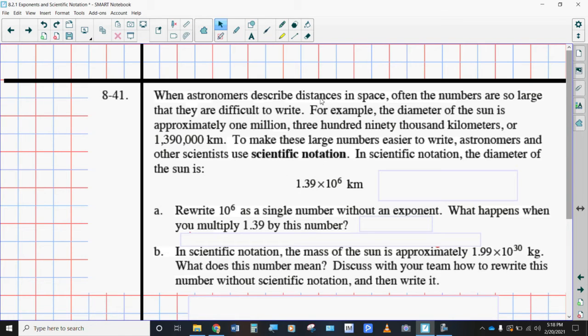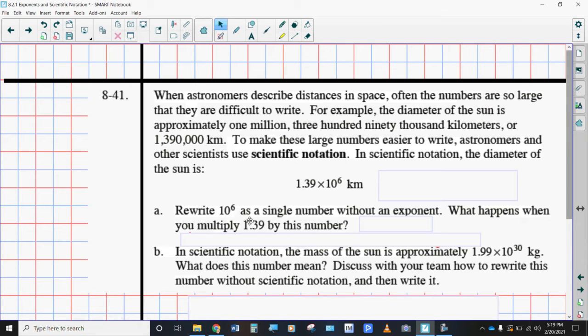When astronomers describe distances in space, often the numbers are so large they are difficult to write. For example, the diameter of the sun is approximately 1,390,000 kilometers. To make these large numbers easier to write, astronomers and other scientists use scientific notation. In scientific notation, the diameter of the sun would be written as 1.39 times 10 to the 6th power kilometers.